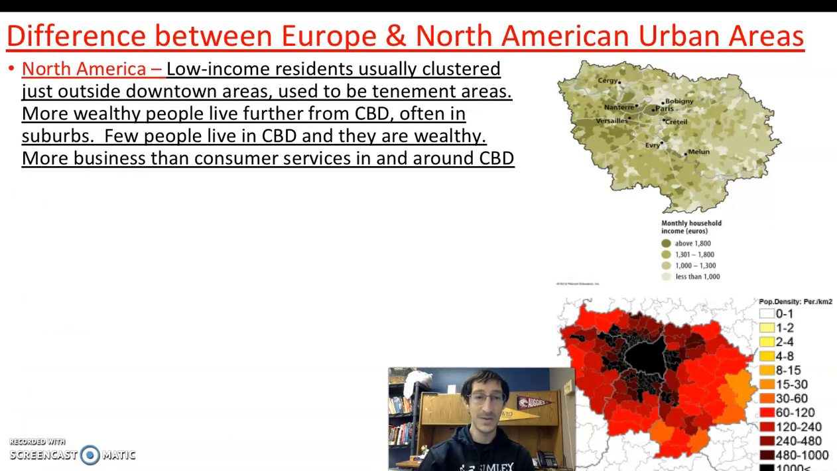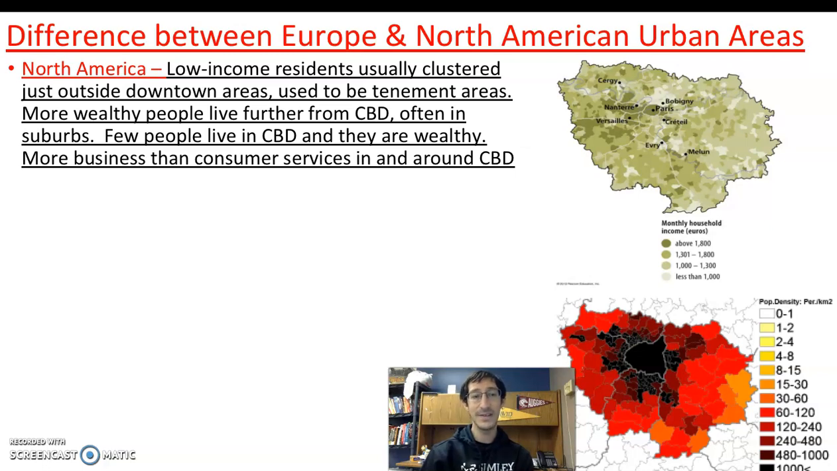In North America, as we've stated, low-income residents are usually clustered just outside the downtown areas, in highly clustered, lower-end or overused apartments, houses, and duplexes. Typically most wealthy people live further away from the CBD, but we do know that there are definitely wealthy people that live inside of it, though few. Most of the wealthier people live in the suburbs.